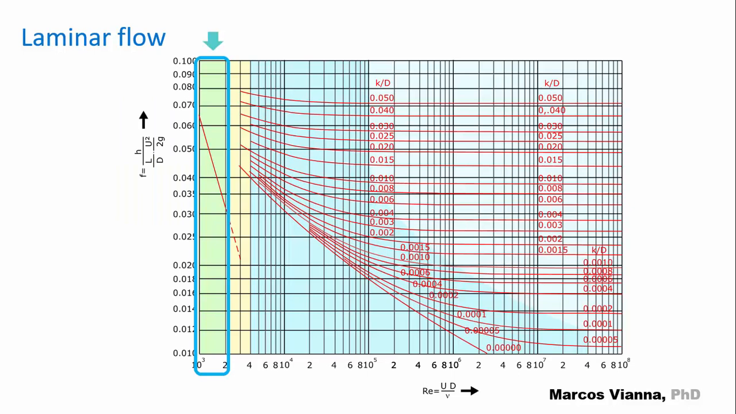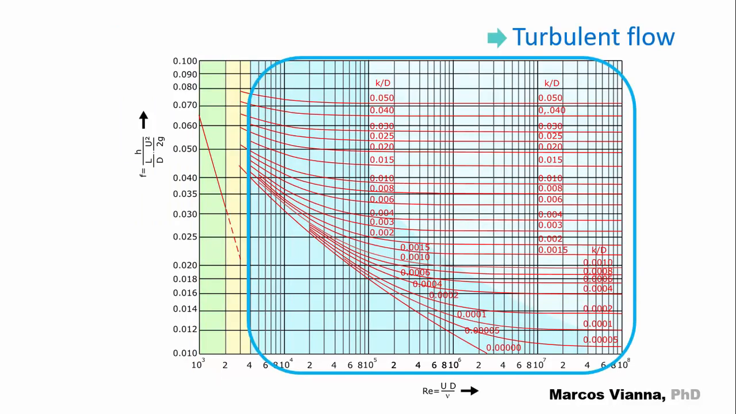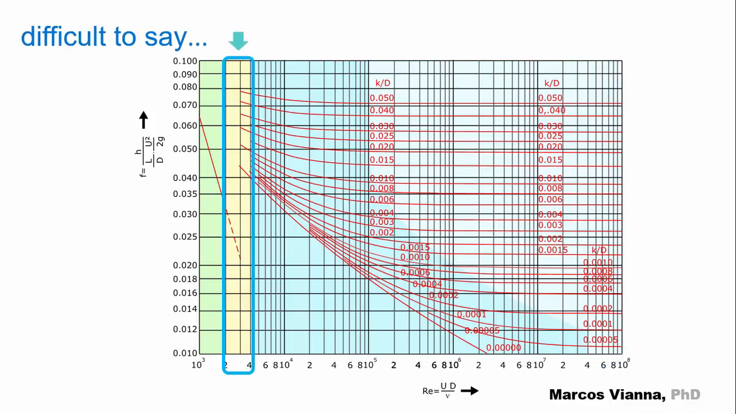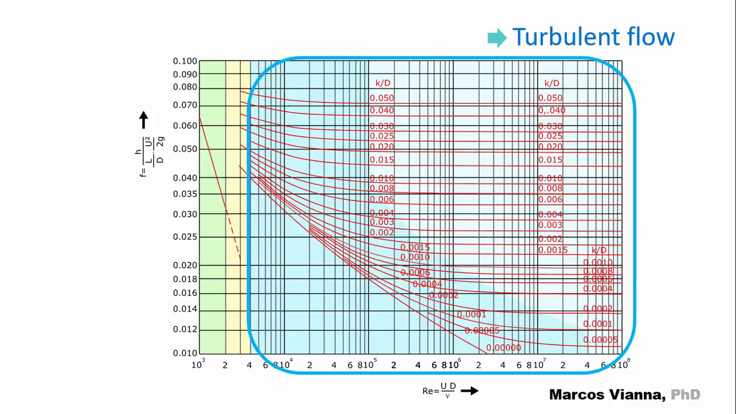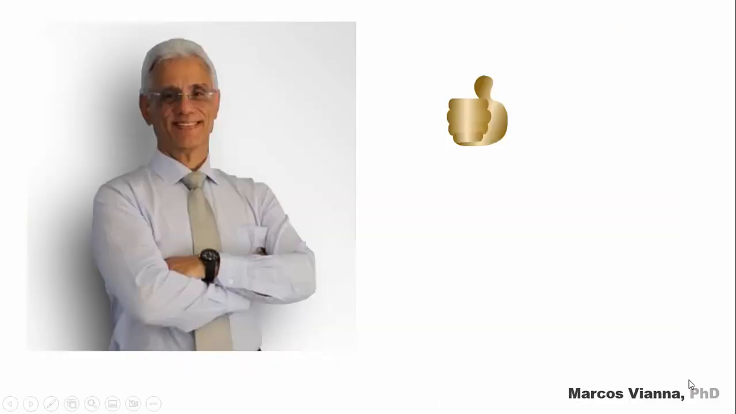If Reynolds number is less than or equal to 2000, it's laminar flow. And if Reynolds number is greater than or equal to 4000, it's turbulent flow. Between 2000 and 4000, it's hard to tell. There are other considerations that can be done concerning the turbulent flow, but they can't be summarized by the Reynolds number alone. We'll talk about them in other videos.